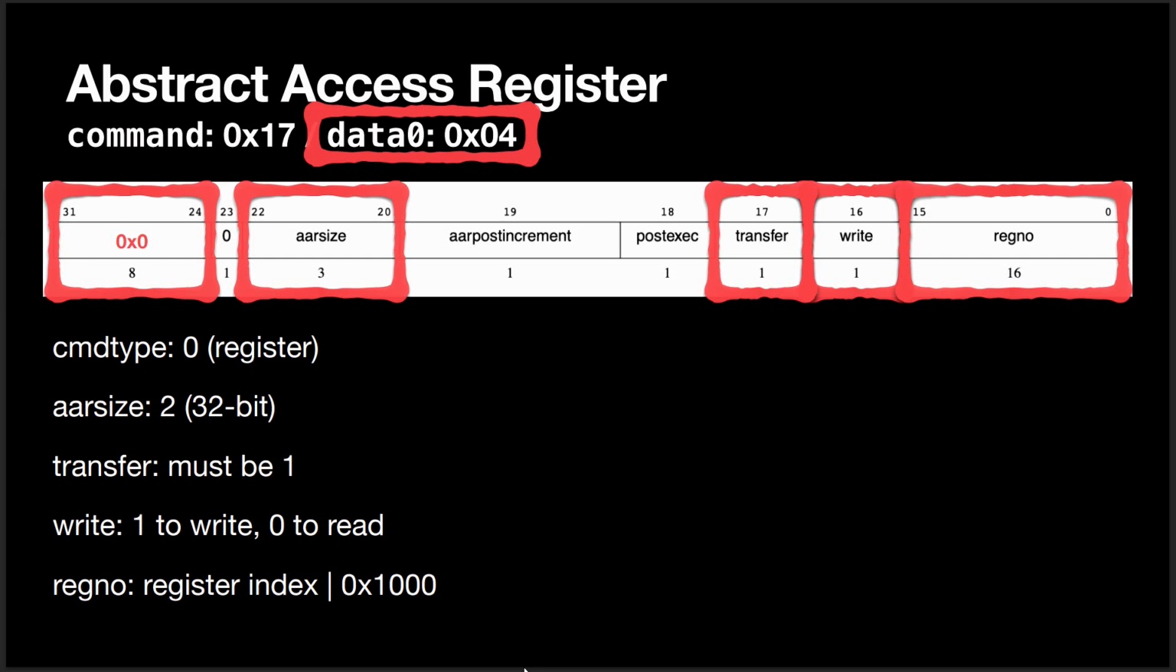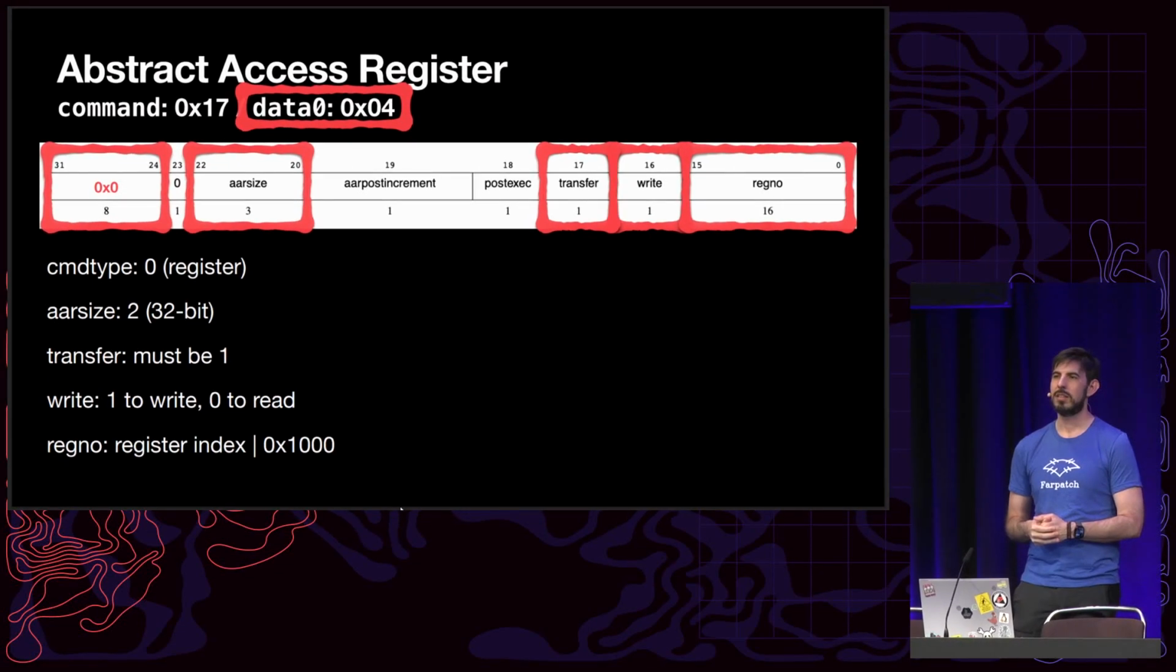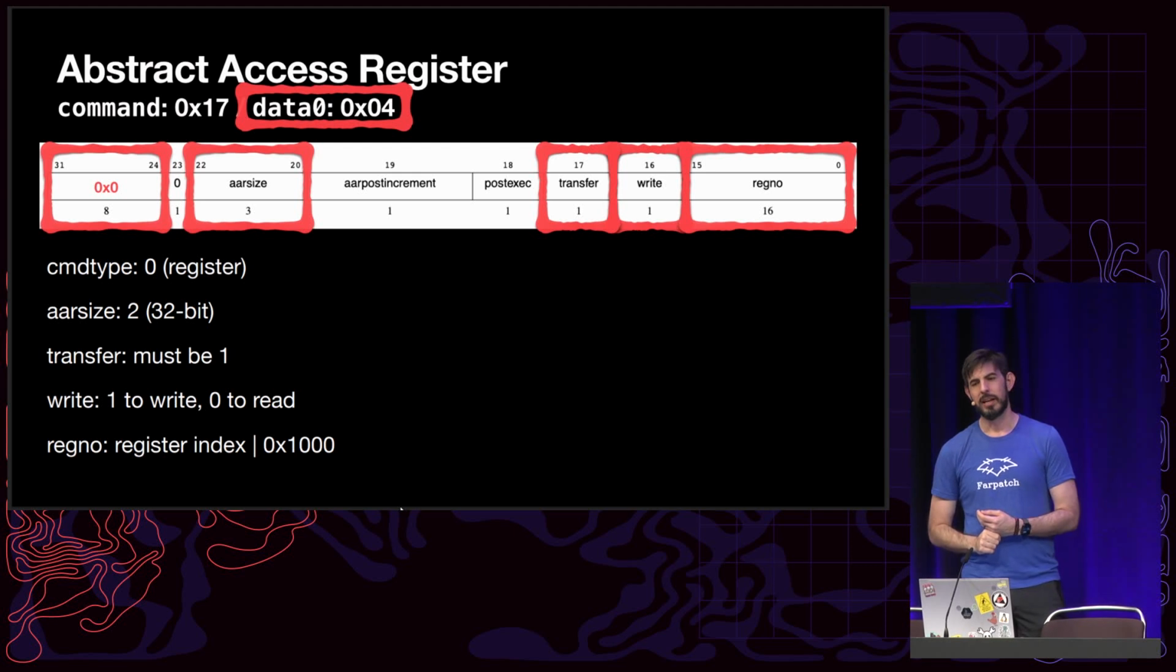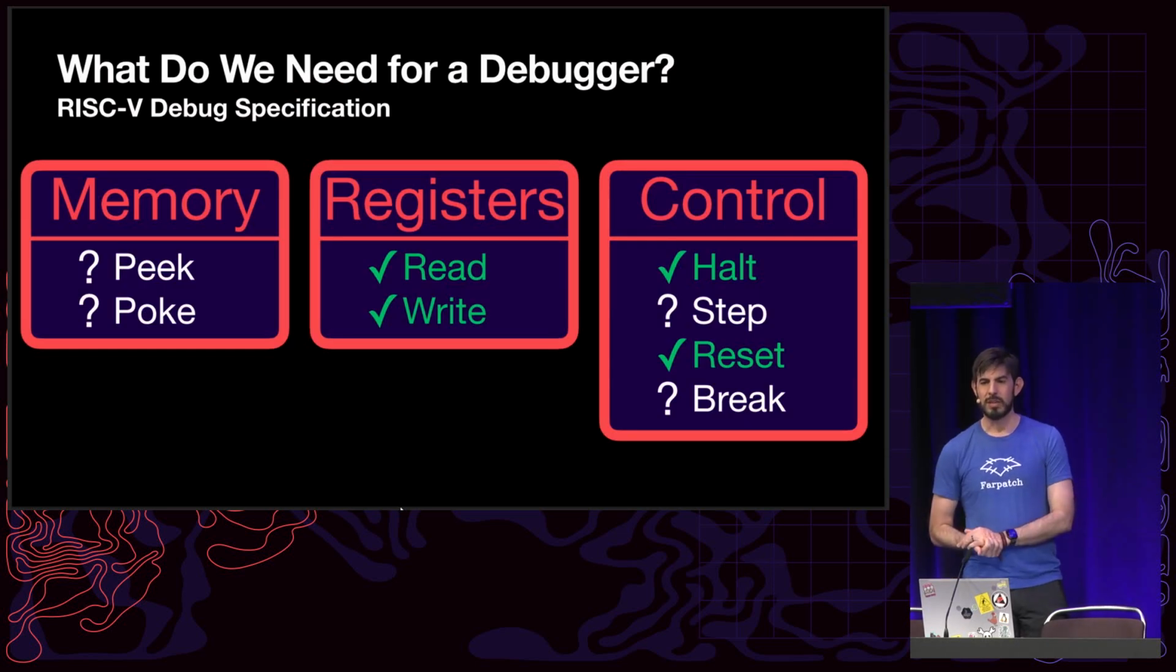Makes sense, except that you have to OR your register with 0x1000, which is kind of weird, okay? So you want to access register R1. You have to specify the register as 0x1001. Kind of weird. We'll come back as to why that is in a bit. But the data will pop out at data 0, which is at address 4. Okay, great. So now we have the ability to read and write registers. Let's look at memory.